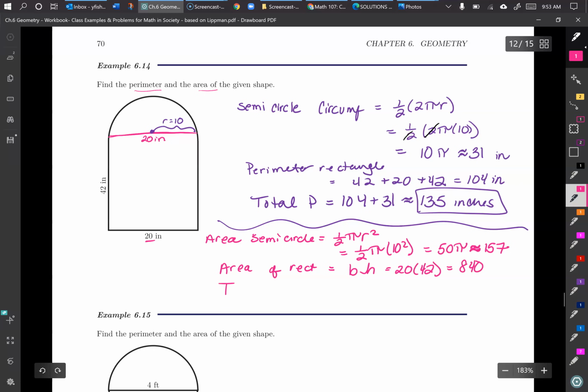So for our total area, and those are both in inches, we're going to have 157 plus our 840 will be about, because we rounded for the circle stuff, 997 square inches.